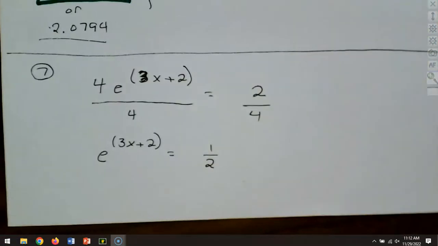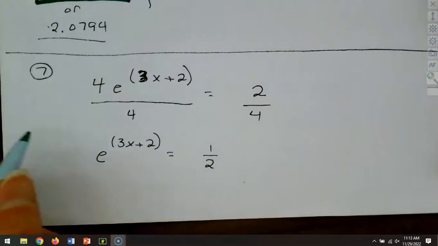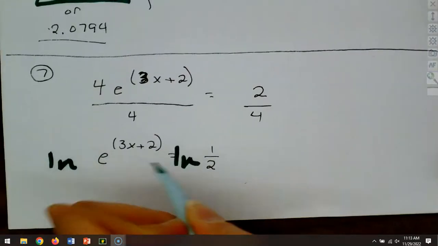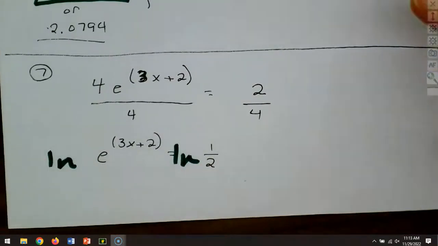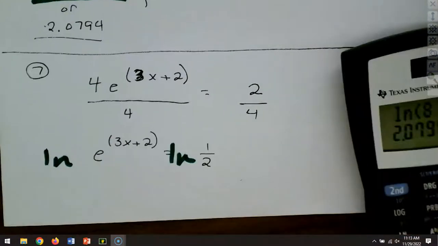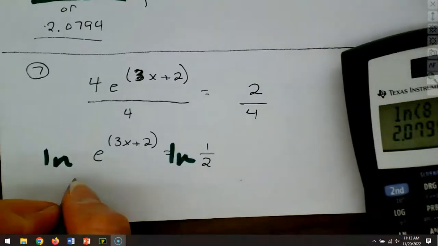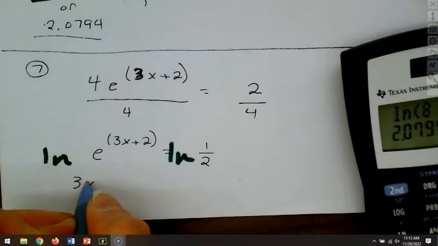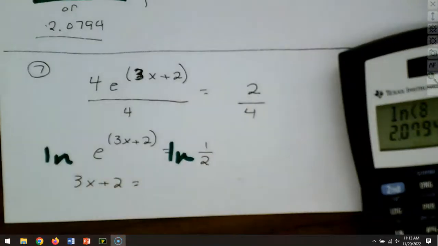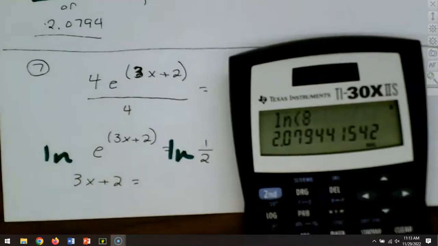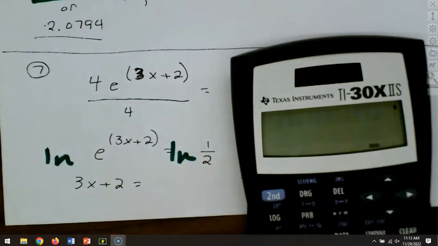What do we need to now do? Natural log. ln and ln. And we can use a decimal here. So let's go ahead and work this out. The left-hand side is going to come out to be 3x plus 2. And the right-hand side, we're going to take the natural log of 0.5.